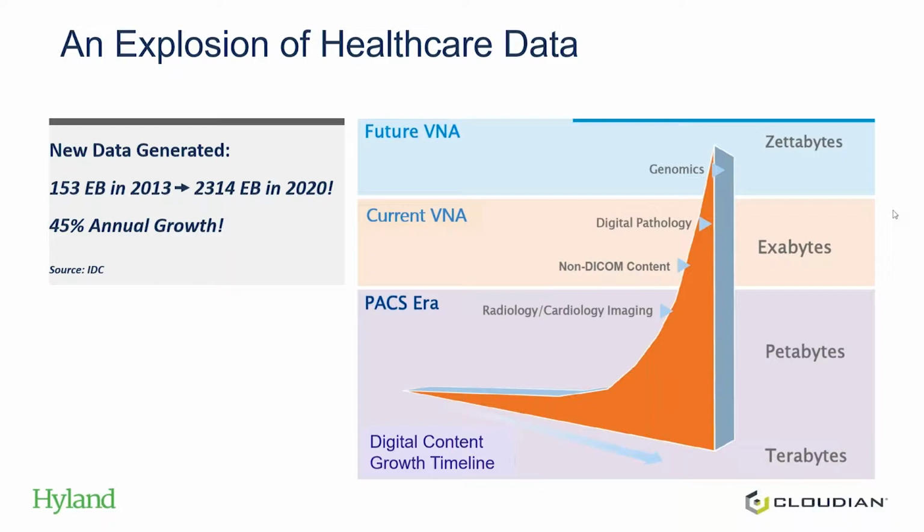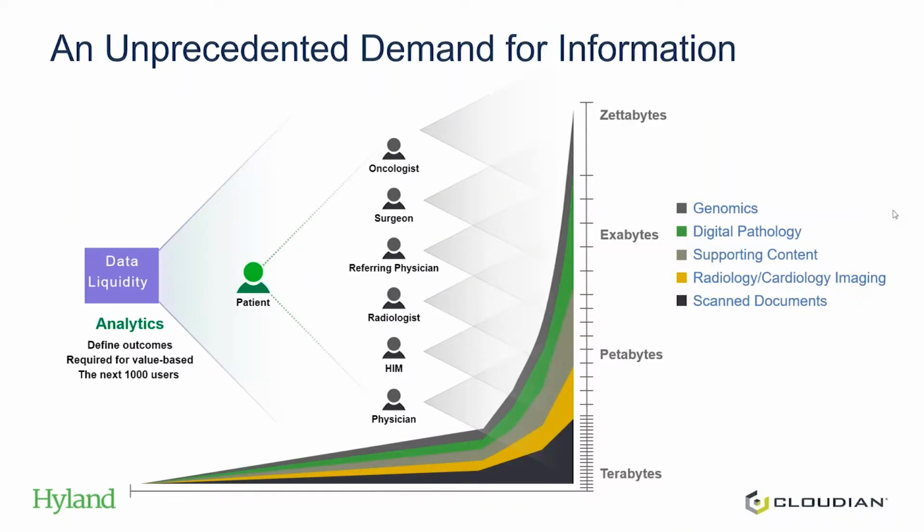Because you're getting this explosion of data. IDC says that a few years ago it was 153 exabytes of new data generated, whereas in 2020 that's going to be 2,314, which is a little over 2 zettabytes, 45% annual growth. So no doubt everybody's aware of this, but there's been a massive explosion of data in healthcare. So you have all this information, and now we need to access that information. So we have this unprecedented demand for information.